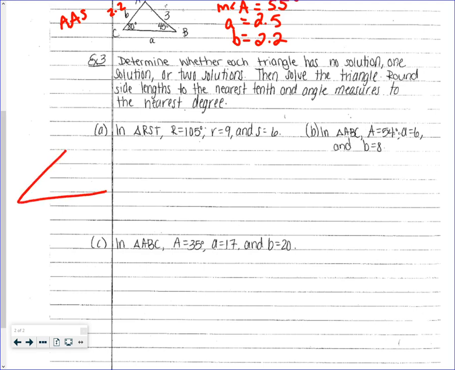They said triangle RST. Obviously, it doesn't matter where you put the R, the S, or the T, but since we're doing it together, let's do them all the same. I have the R on top, the S on the right, the T on the left. Okay? So I'm going to fill in what I know. They said angle R is 105. They said side r, which is right across from it, is 9. Side s, little s, across from angle S is 6.